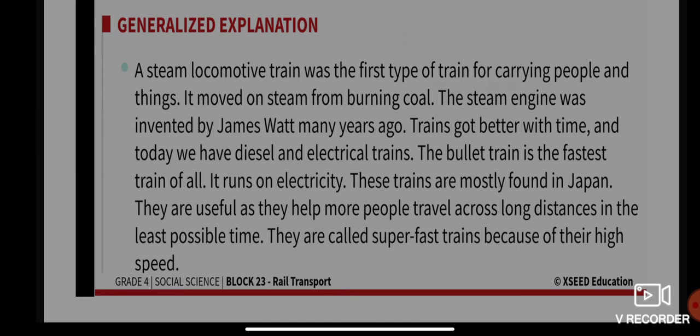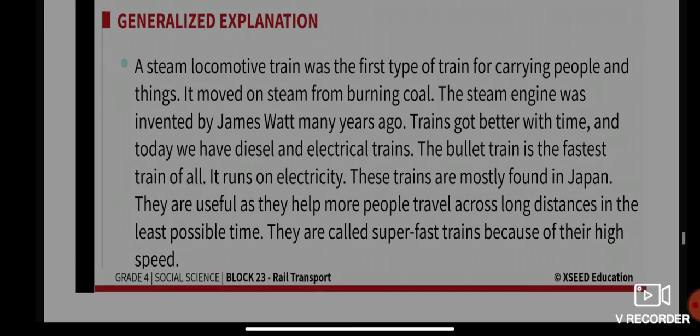Now the bullet train is the fastest train of all, and it runs on electricity. These trains are mostly found in Japan. They are useful as they help more people travel long distances in the least possible time. The reason is that it is very fast. They are called super fast trains because of their very high speed.